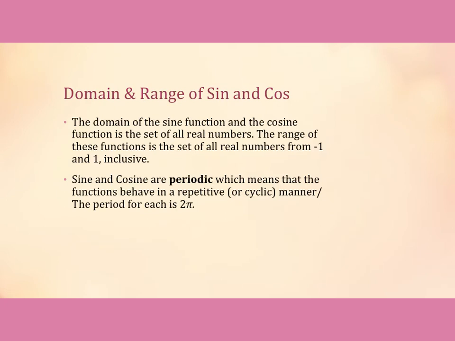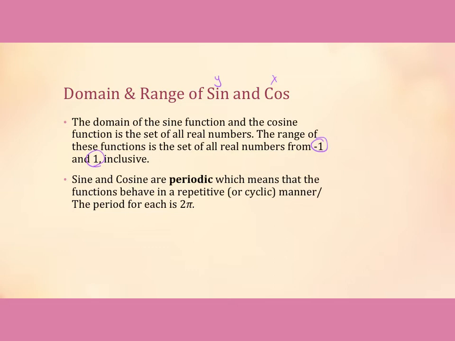So we left off on domain and range of sine and cosine. So the domain of the sine function and the cosine function is the set of all real numbers. The range of these functions is the set of all real numbers from -1 to 1 inclusive. So this means as we go around our unit circle, we'll always get a coordinate point for sine and cosine, which is the y and the x, that is from -1 to +1. Our sine and cosine will never be less than -1 or greater than +1.